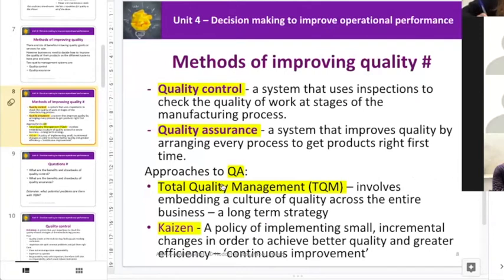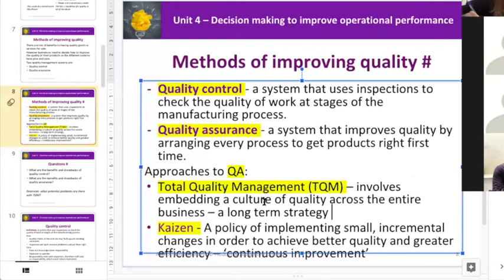So we have two different ways to do quality assurance. The first way is called total quality management. So basically, you're trying to create a culture in the entire company for quality assurance. So every aspect in the company, we need to think about quality assurance. So this is a long-term strategy. We're building up a quality assurance culture. So this is called TQM. TQM is total quality management.